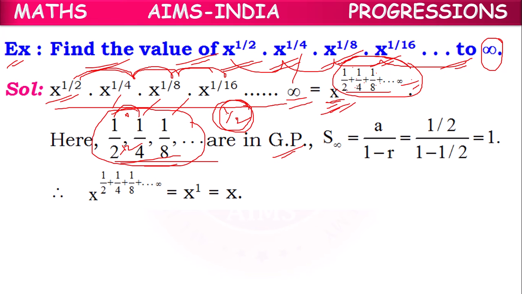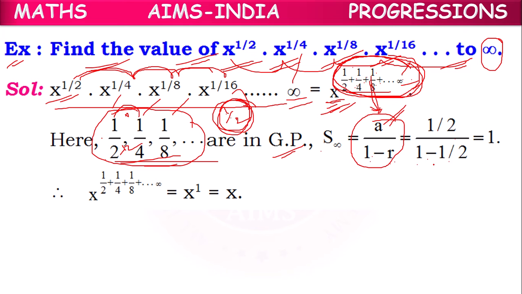Now here, up to infinity we have the terms, and that sum we have to find. So this is an example of an infinite GP. The terms are in GP, but the terms exist up to infinity. So this is the sum of an infinite GP, whose formula is a by 1 minus r, where a is the first term, 1 by 2, and r is the common ratio, 1 by 2. So 1 minus 1 by 2.